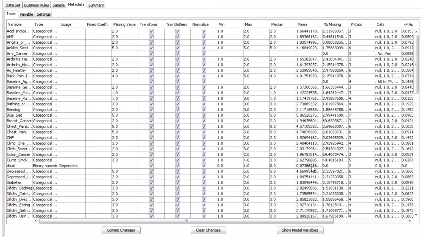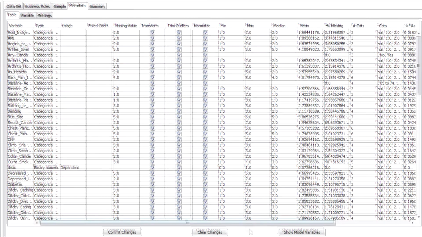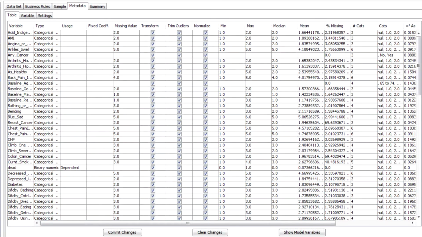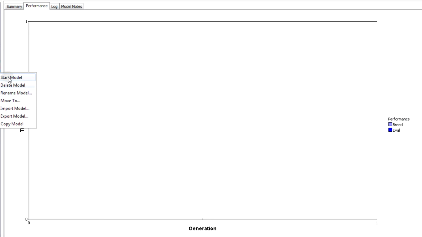And what we're going to do in this presentation is see if we can identify the traits, based on the answers that were given in the first survey, that make it more or less likely that a particular Medicare recipient will have still been around at the time of the second survey. So I'm going to start the model here, and we're going to have a look at the process in action.